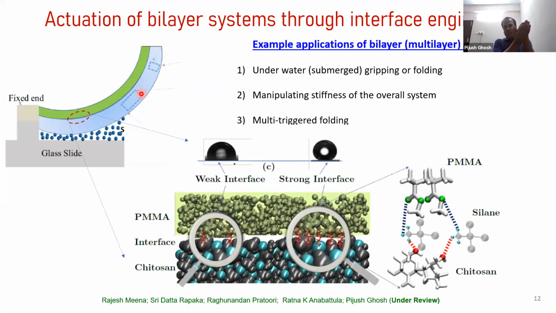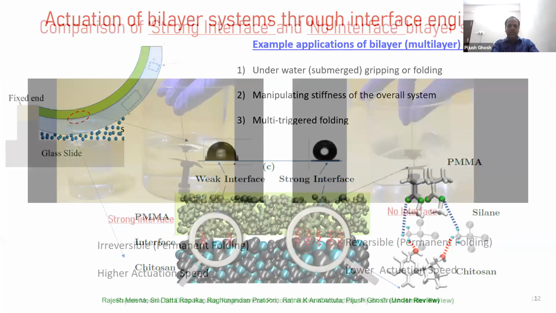So what we have done is a very simple experiment, and we have developed this interface in 3-4 different types. One is very strong, then weaker, and then there is no interface. So we have interfaces of different strength, gradually reducing in strength. The way we have done it is, we have a PMMA layer at the top, which is hydrophobic, and chitosan is hydrophilic. We have taken help of silane, and we have varied the concentration of this silane to reach different strengths of this interface. So that's how we have obtained different interfacial strengths.